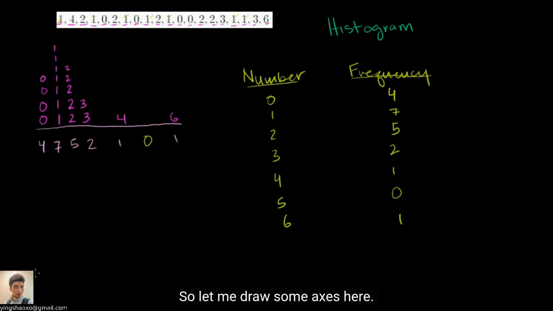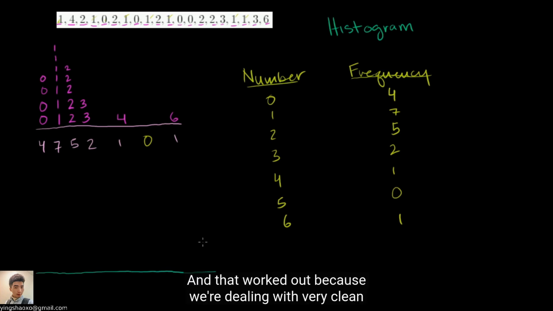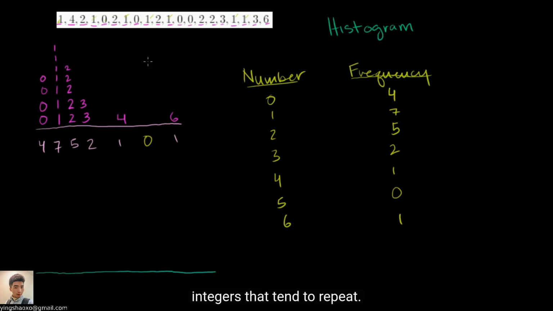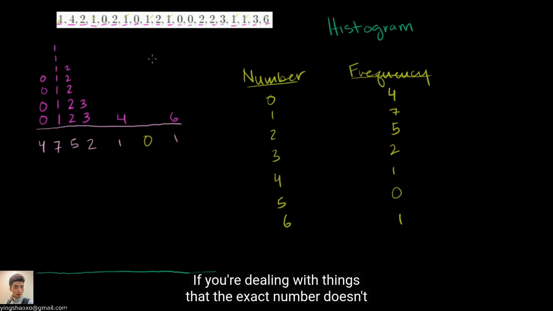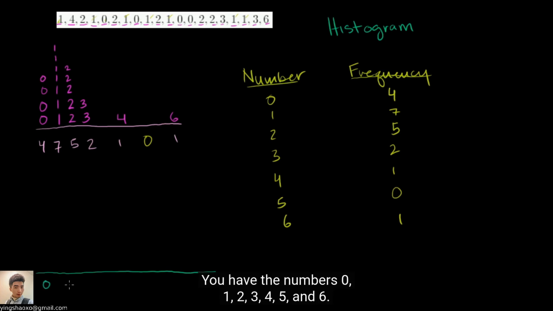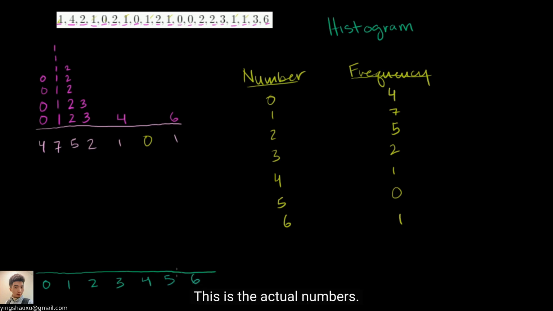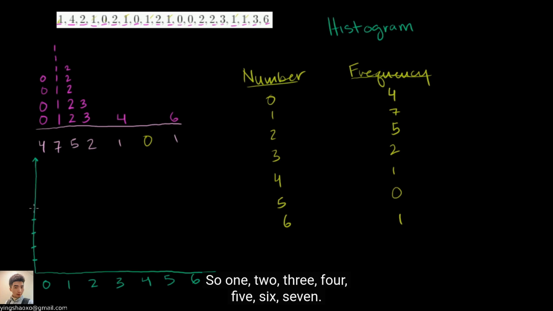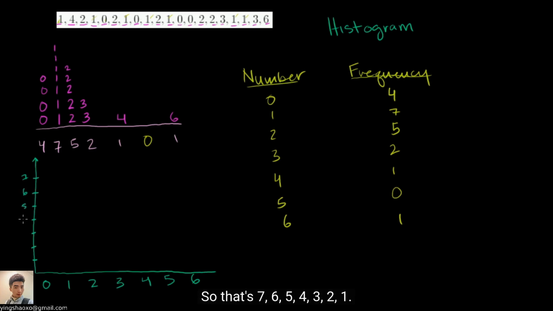So let me draw axes here. The different buckets here are the numbers. And that worked out because we're dealing with very clean integers. If you're dealing with things that aren't exact numbers, oftentimes you fit them into ranges. Here we have 0, 1, 2, 3, 4, 5, and 6. This is the actual numbers. And then on the vertical axis, I'm going to plot 1, 2, 3, 4, 5, 6, 7.